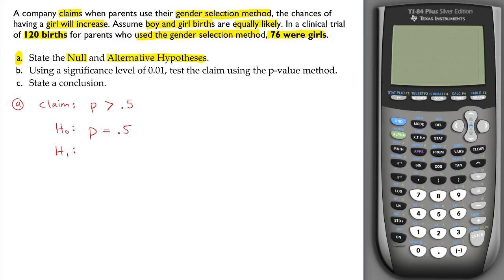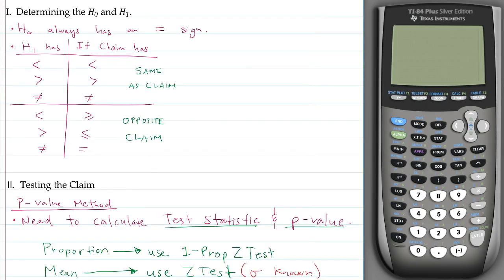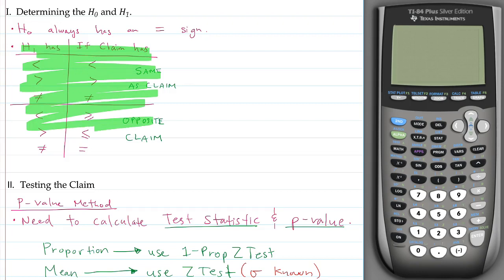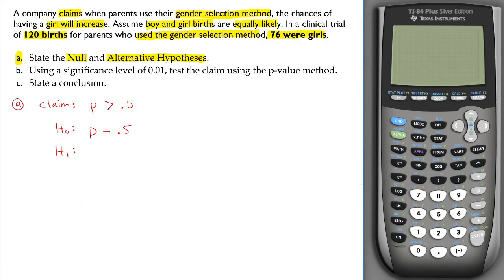The alternative is either the same as the claim or it's the opposite of the claim. Again, I'm not going to go into detail on what those are, but if you reference this table, you'll always get the correct answer. So in this case, the claim has a greater than sign, which means the alternative is going to be the same exact statement as the claim.